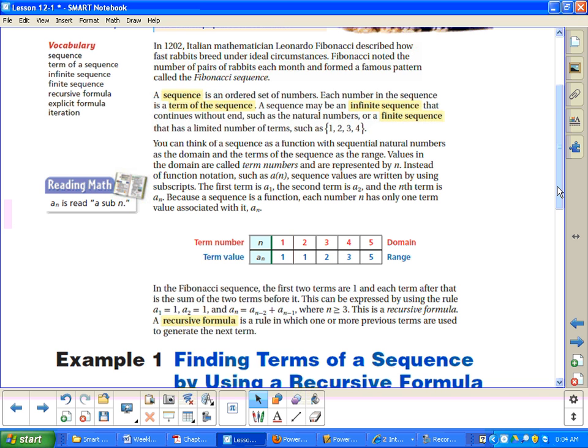So when we talk about that, we have the term numbers. You can only have term number 1, term 2, term 3, term 4. You can't have a term 0. It's not like when we're talking about a linear equation.